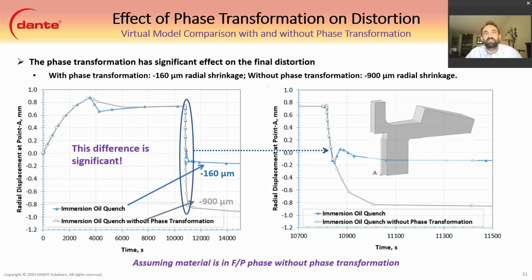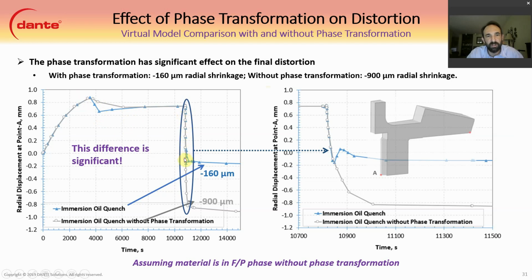The final aspect I would like to look at today is the effect of phase transformation on distortion. So this is just using the DANTE model to examine the distortion of point A here in the figure on the right, and looking at radial displacement. So the figure on the left shows the gray line is just ferrite pearlite with no phase transformation, and the blue line is ferrite pearlite starting conditions with phase transformation. So this is the austenite transformation that happens. So you can see the shrinkage that occurs from the austenite transformation.